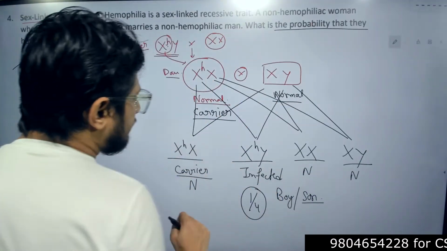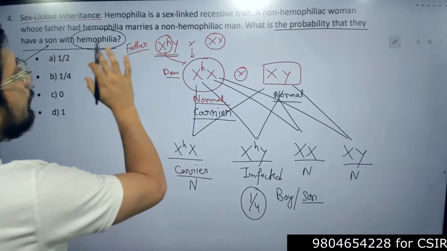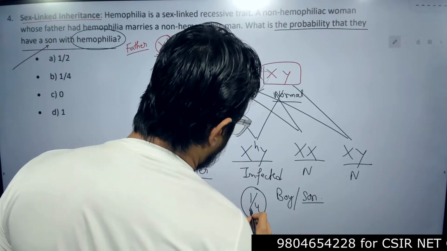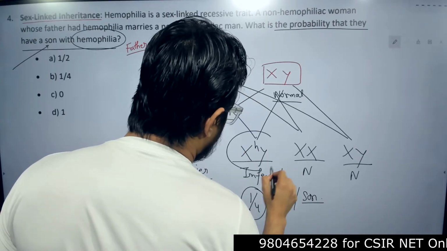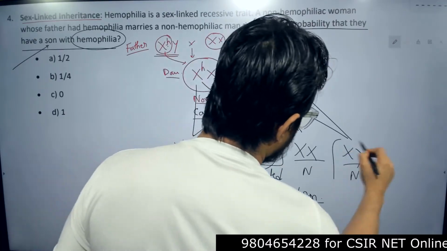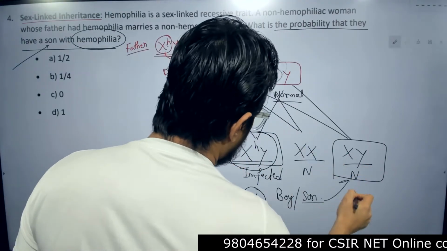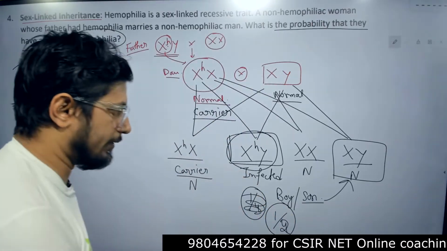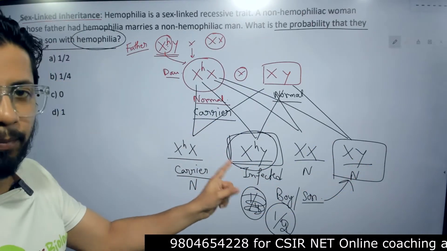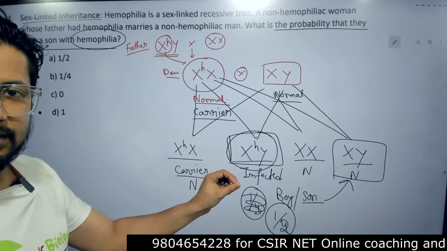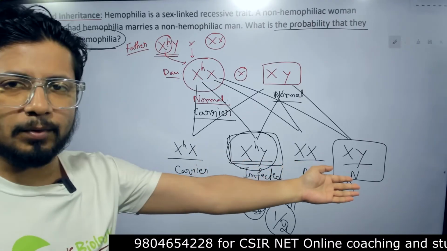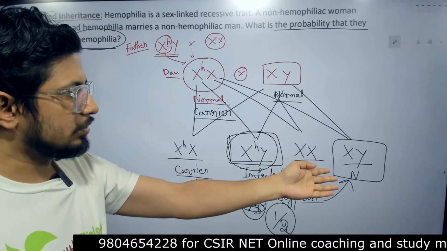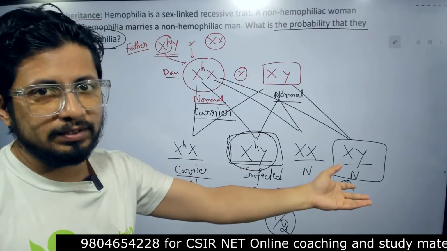Here you can clearly see that among men, the question is what is the probability that the son has hemophilia. The infected one is 1 out of 4, but there are 2 sons. This is one son, this is another son. Between 2 boys, how many are hemophilic? Only 1. Only this boy got the hemophilia, because the other boy gets the healthy copy of X from the mother and the Y from the father, obviously.